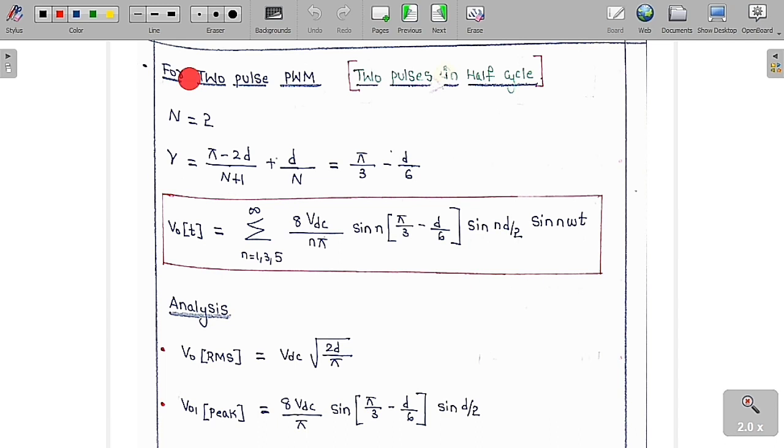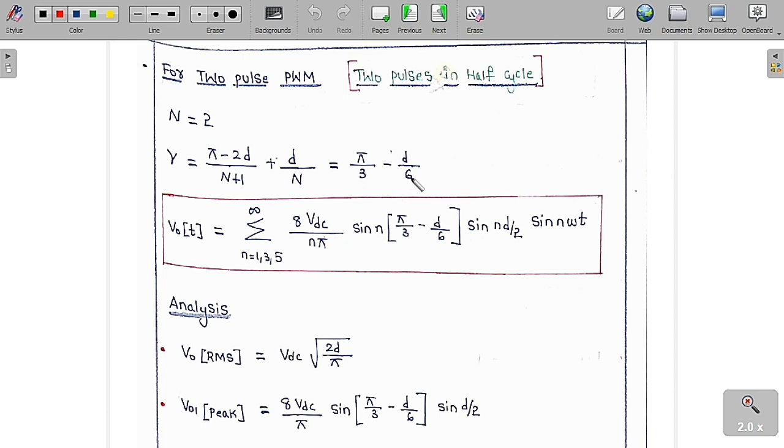Now for two pulse width modulation, in the output voltage of a single phase full bridge inverter we are going to get 2 pulses in each half cycle. So what is the expression of the voltage and each and everything, we are going to analyse. So 2 pulses in the half cycle, capital N is equal to 2, whereas gamma is equal to (pi minus 2d) by (capital N plus 1) plus d by capital N. If we substitute capital N equal to 2, we get pi by 3 minus d by 6.